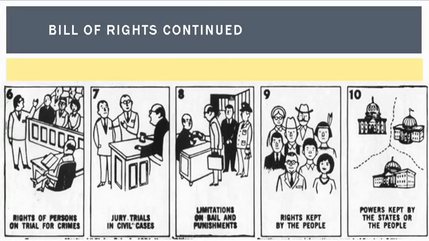9 deals with rights kept by the people, and 10 deals with power kept by the states or the people. 9 and 10 are kind of just fancy ways of saying just because it's not in the Constitution, it doesn't mean that people don't have that right. And we'll get into that more in a few slides.